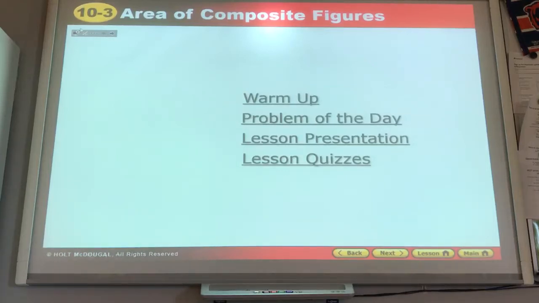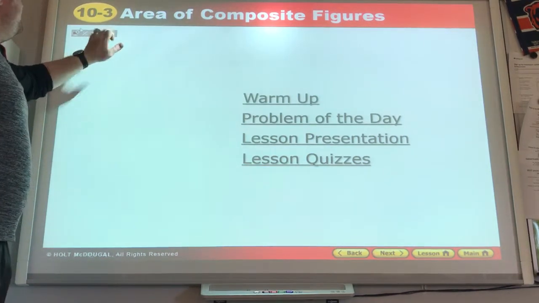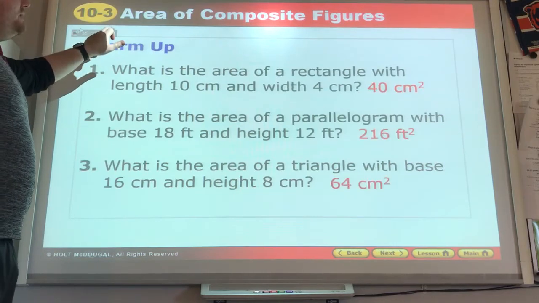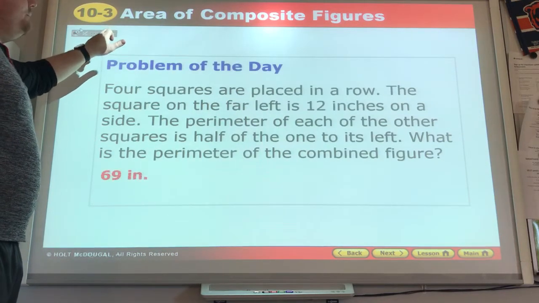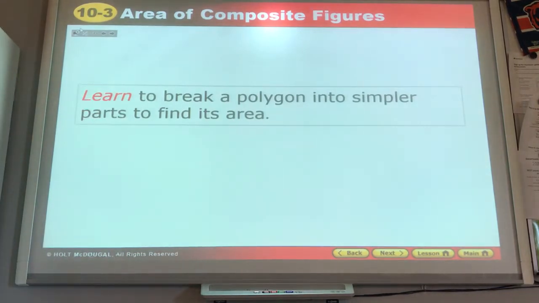All right. If you know how to add, and get the area of triangles, rectangles, parallelograms, and trapezoids, this will be a breeze. But you have to put it all together. So here's what we do. We don't take time to practice that, I hope you can practice that on your own, all right? We're going to learn to break a polygon into simpler parts to find its area. A polygon is a many-sided figure.